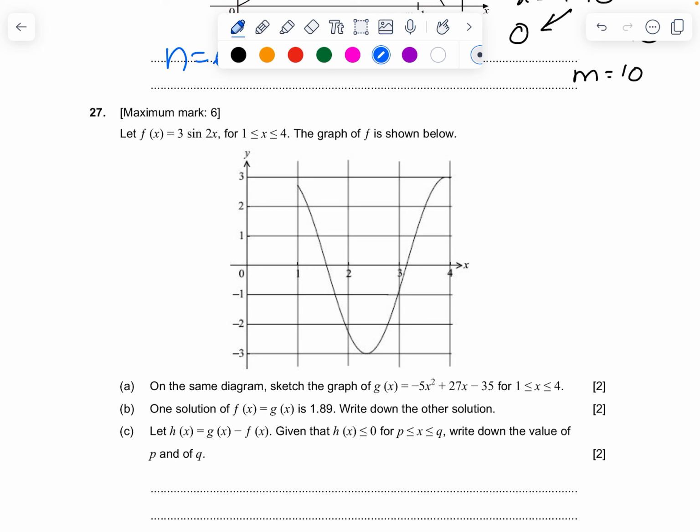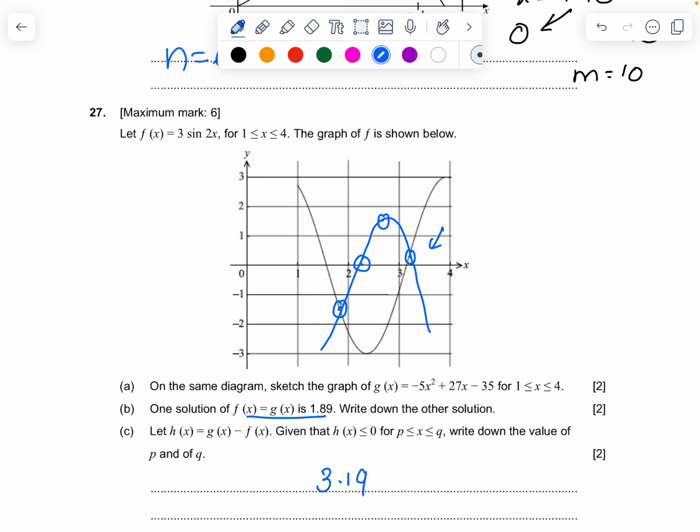The function f of x equals 3 sin 2x is shown on the same graph. Sketch this graph. When you sketch the graph of this one, they intersect over here. These are the points from the GDC between 2 and 3, one maximum point, and they intersect here and so on. So it should be in this way. Now one of the solutions is 1.89. So what is the other solution? Write down the other solution. The other solution is going to be 3.19.